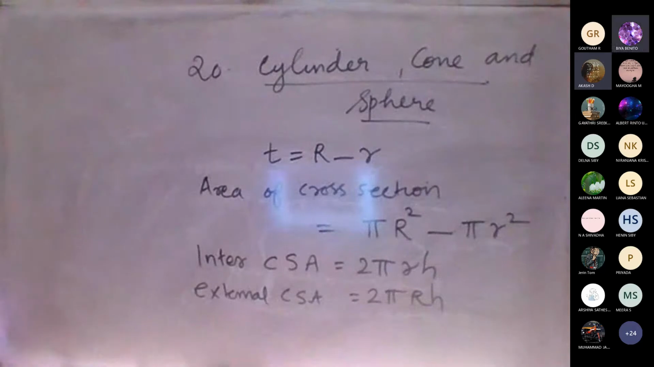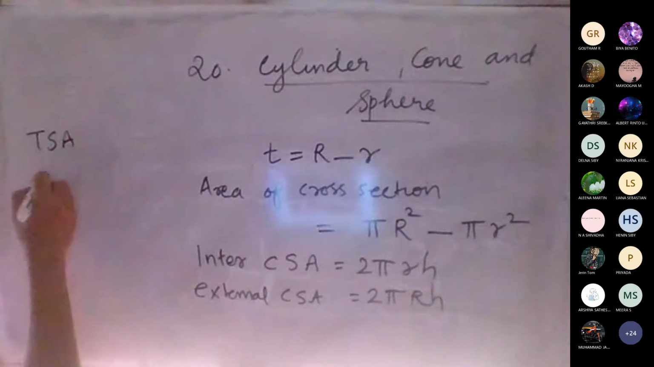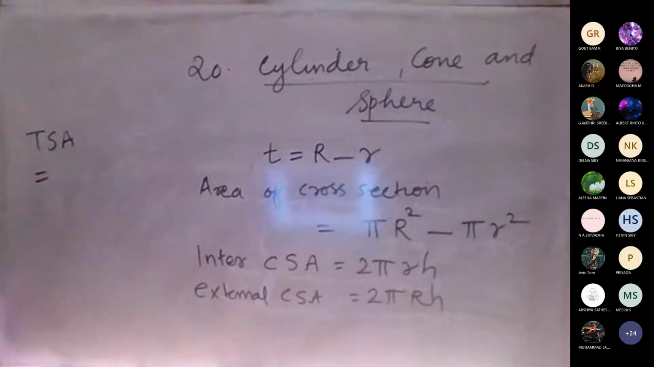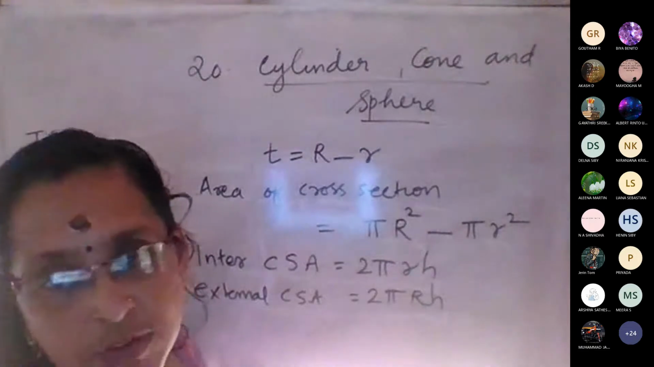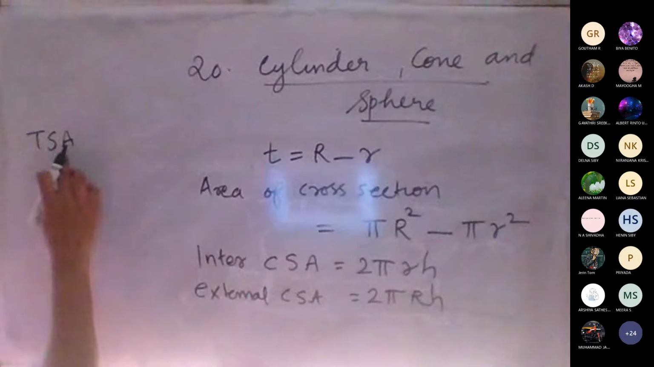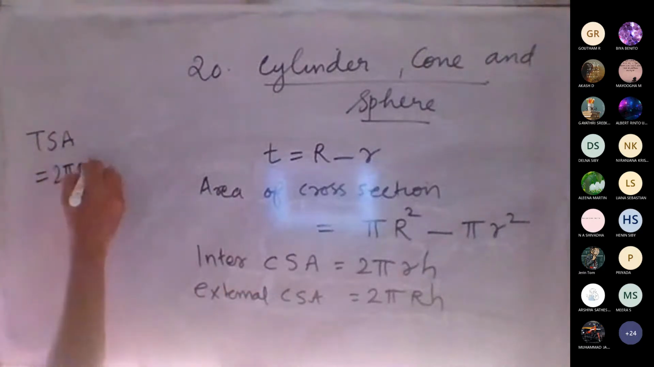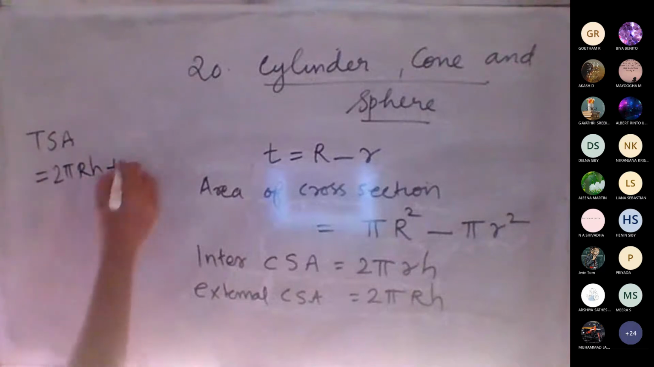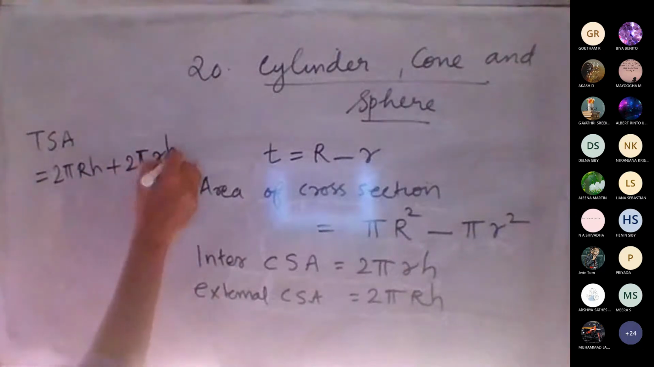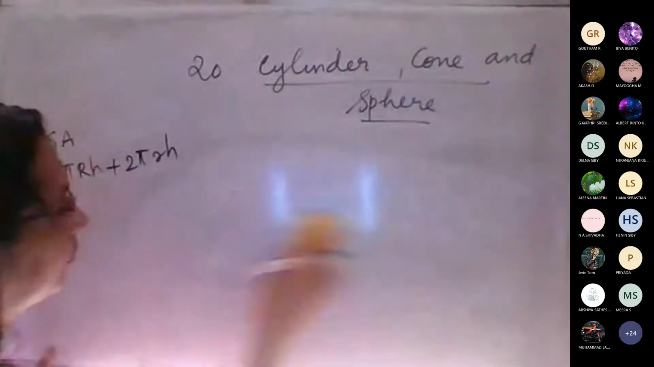Total surface area. So total surface area will be what? Total surface area will be curved surface area plus 2 into area of cross section, we discussed, no? Same as that. Total curved surface area will be 2 pi capital R H plus 2 pi small r h.